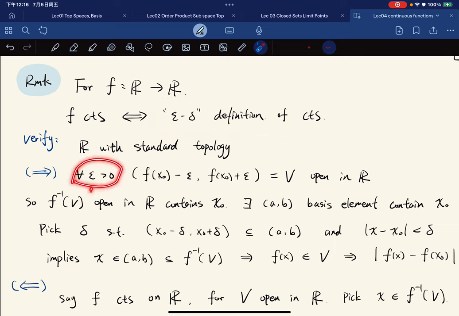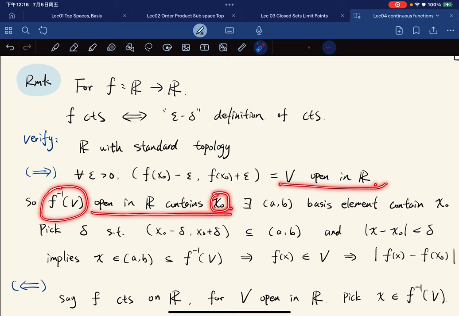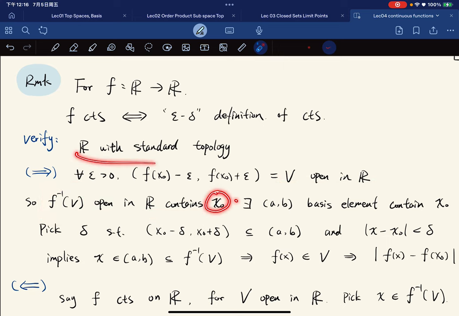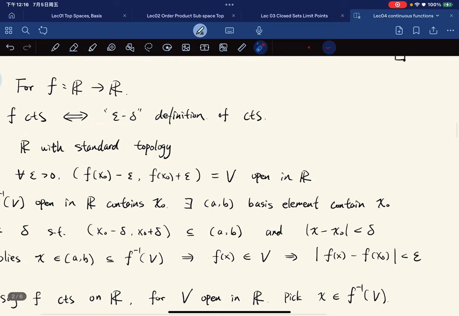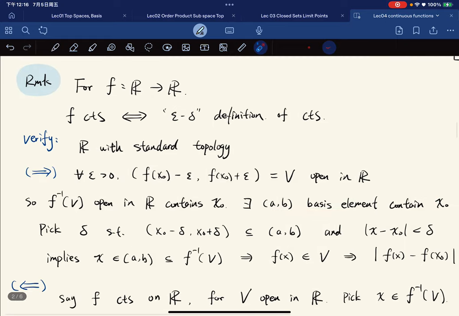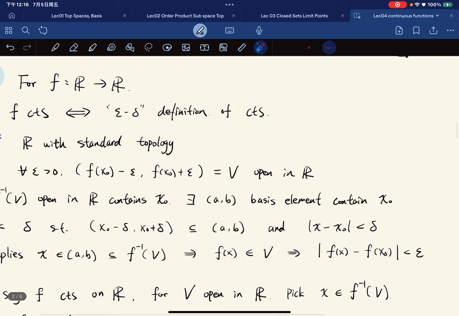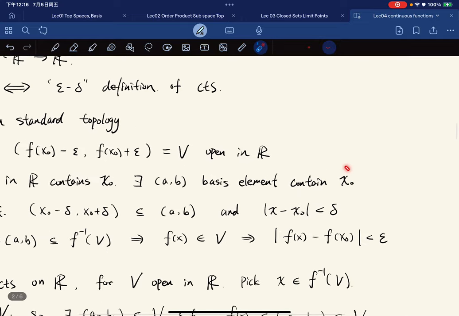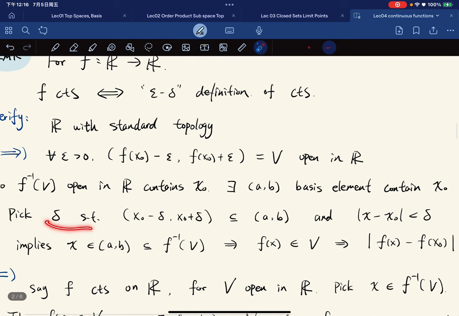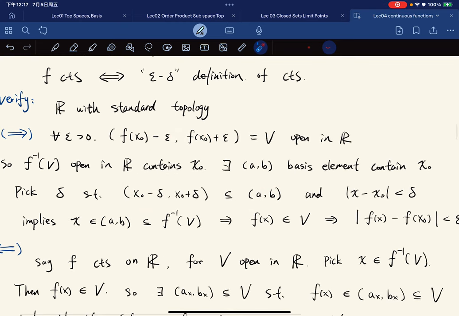For any epsilon greater than zero, this set is an open interval, which is open in R. So the inverse image is again open in R and it contains x naught. If it's open and contains x naught, and the topology is generated by the basis, then there exists a basis element (a, b) containing x naught. Now (a, b) is contained in the inverse image, and because x naught is in (a, b), we can pick delta such that (x naught minus delta, x naught plus delta) is in (a, b). I think this should be obvious, right?